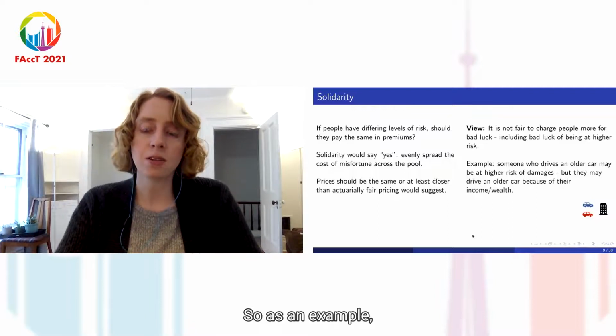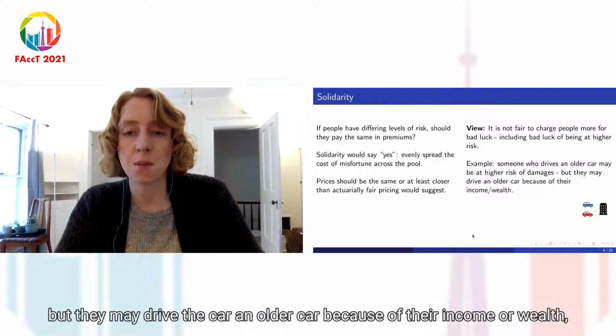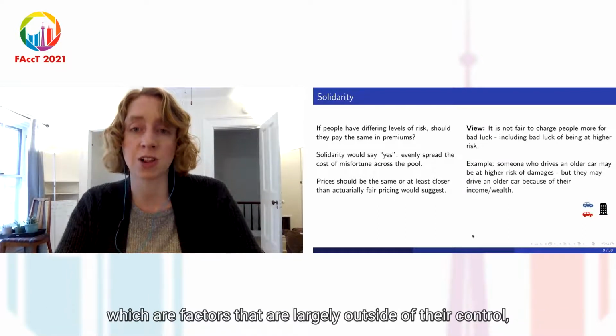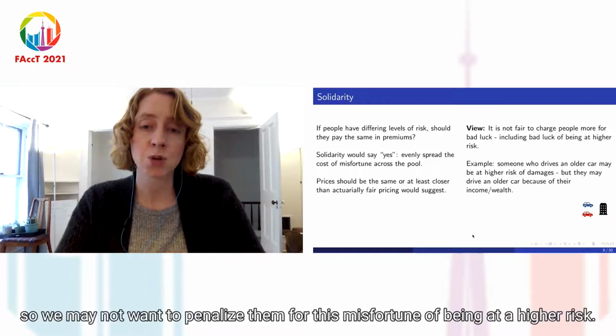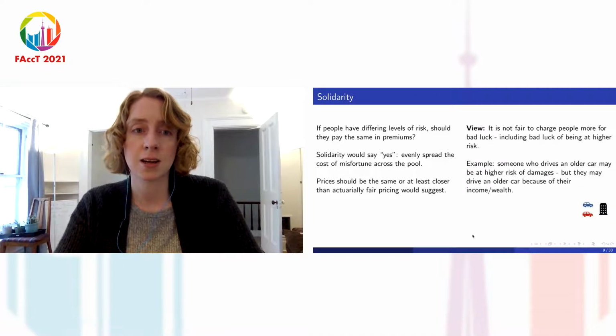As an example, someone who drives an older car may genuinely be at a higher risk of damages, but they may drive an older car because of their income or wealth, which are factors that are largely outside of their control. So we may not want to penalize them for this misfortune of being at a higher risk.